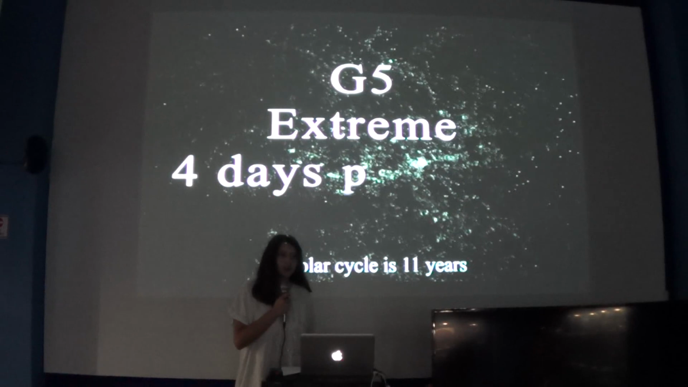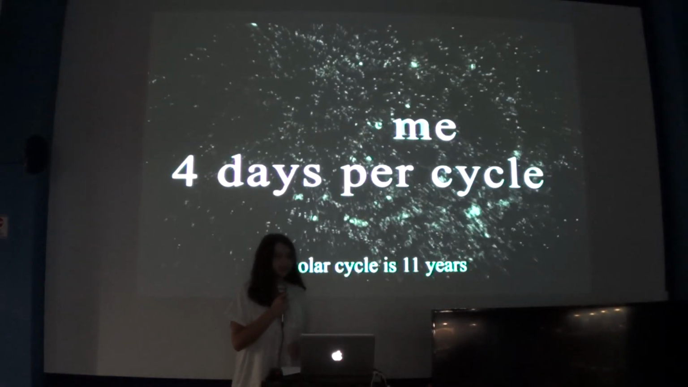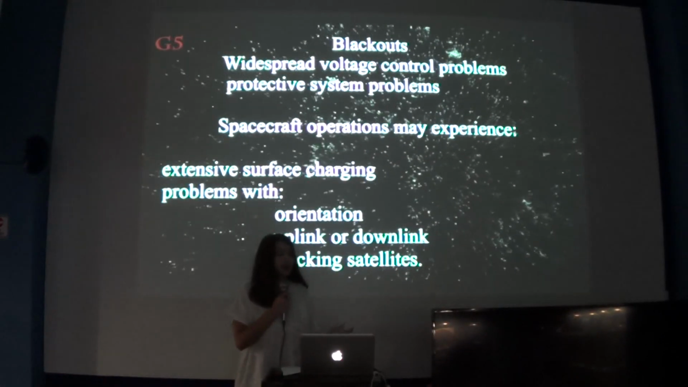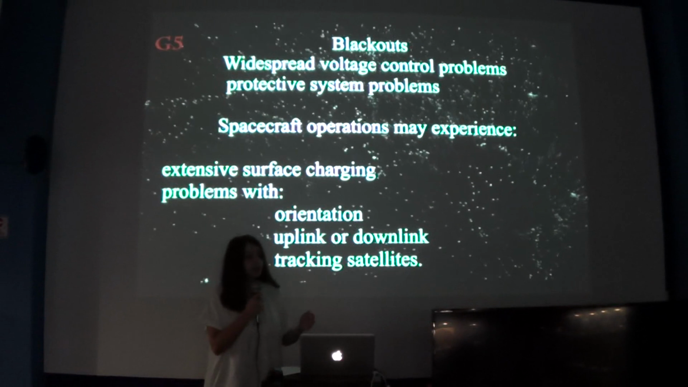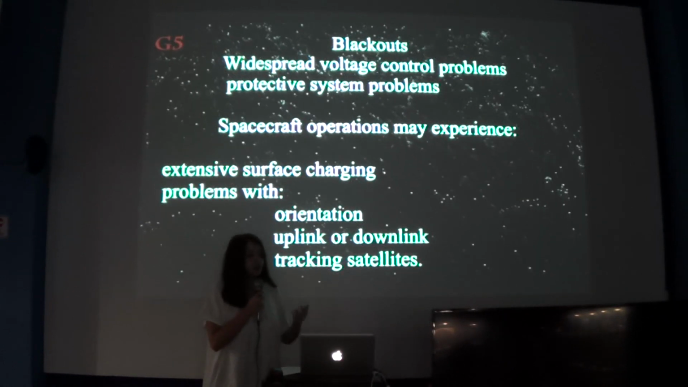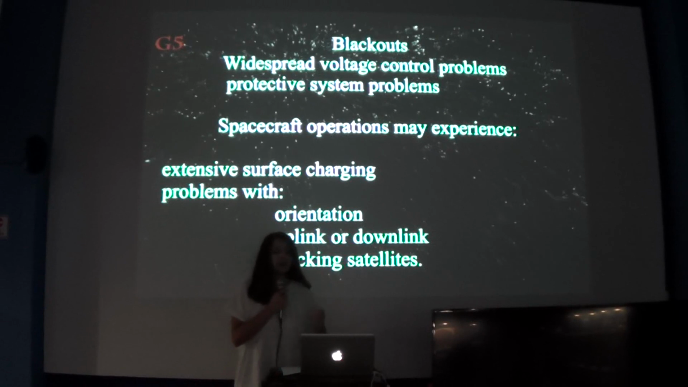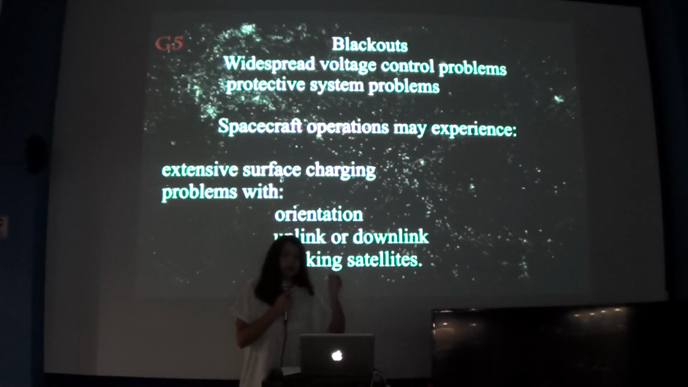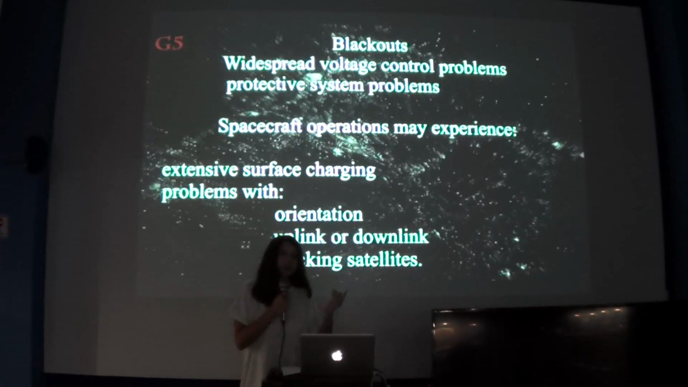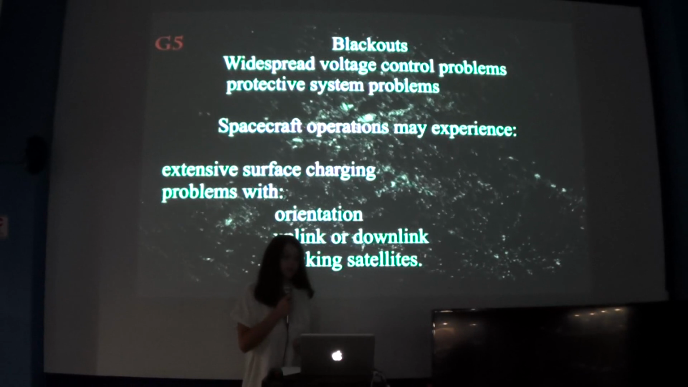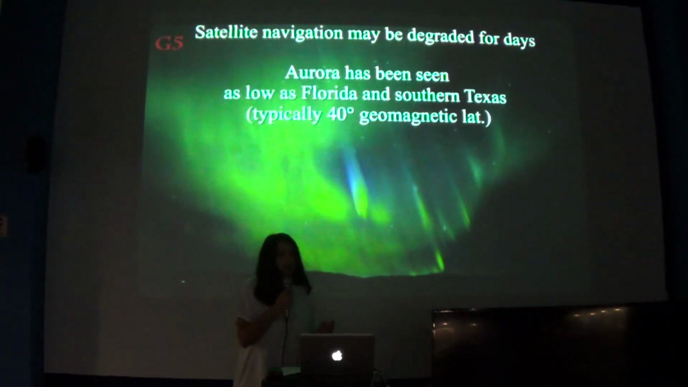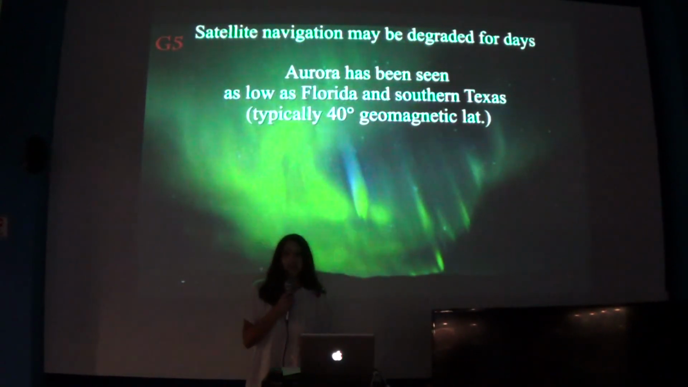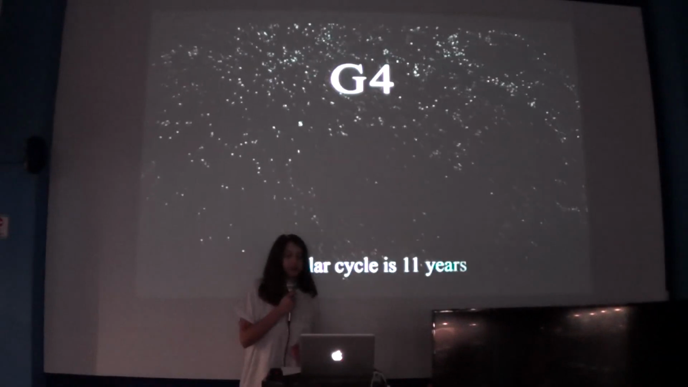G5, extreme, 4 days per cycle. Blackouts, widespread voltage control problems. Spacecraft operations may experience extensive surface charging, problems with orientation, uplink or downlink, and tracking satellites. Satellite navigation may be degraded for days. Aurora has been seen at low latitudes.